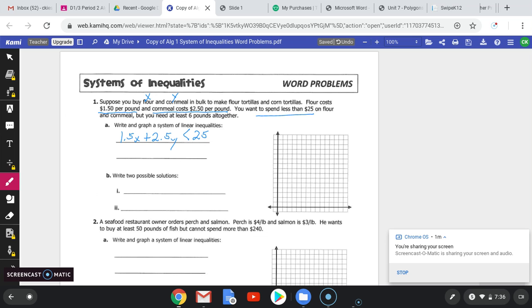And then you need at least 6 pounds. So at least means I can have 6, but I can also have more. So x plus y greater than or equal to 6. And now you go about graphing your inequality.